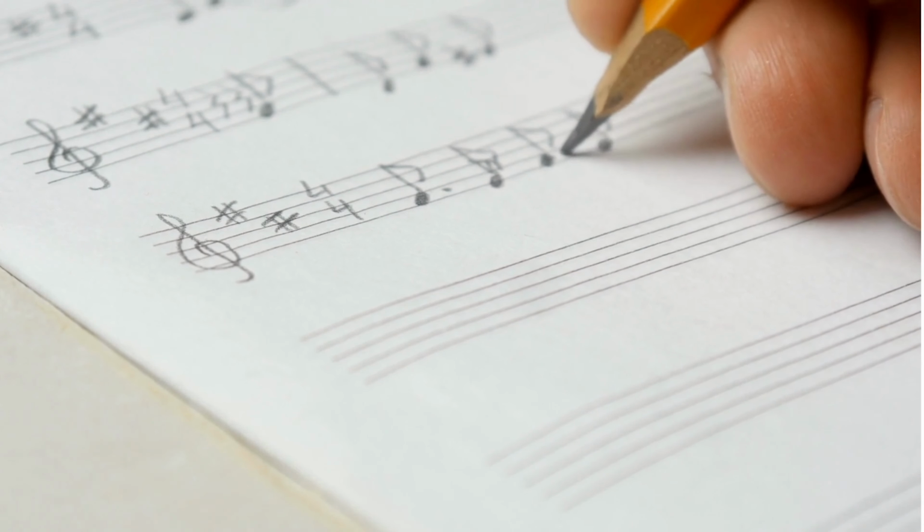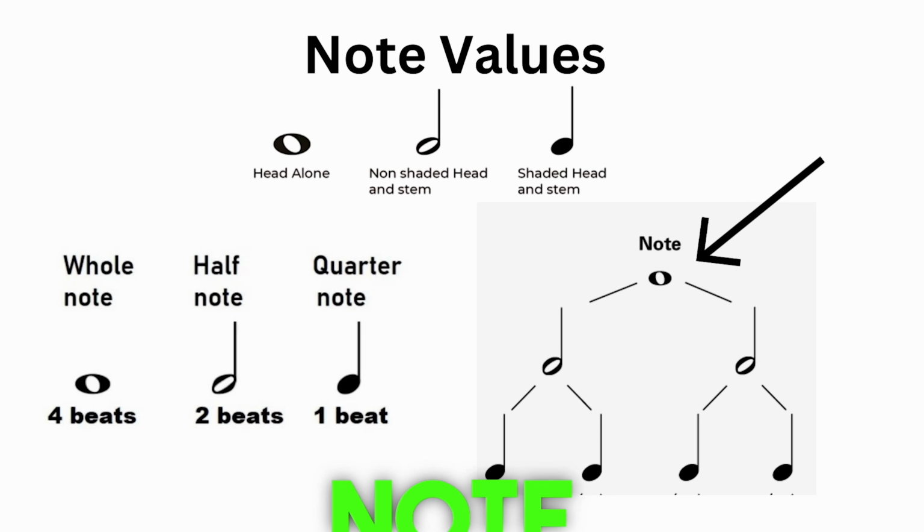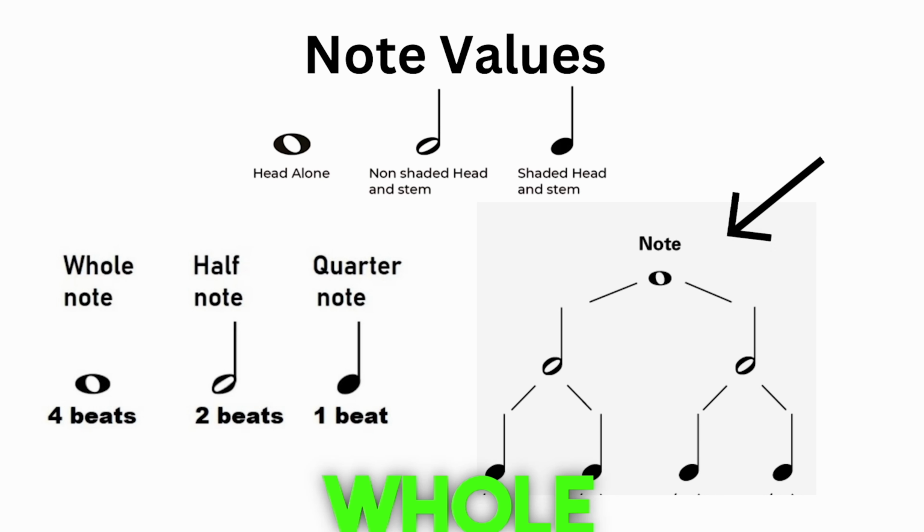A whole note. A whole note is also called a semibreve. A whole note is represented by an open oval-shaped note head without a stem. A whole note is the longest duration note in common Western music notation. It is equal to 4 beats in simple time signatures, for example 4/4, representing a whole measure.